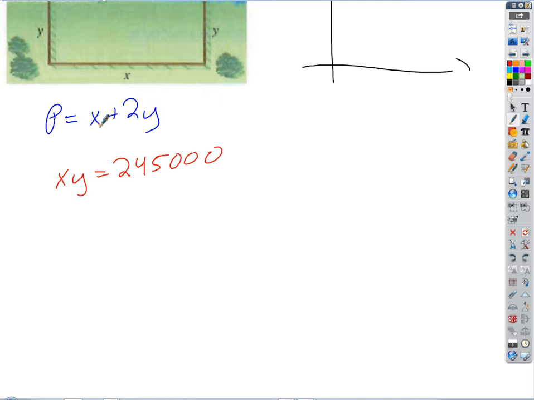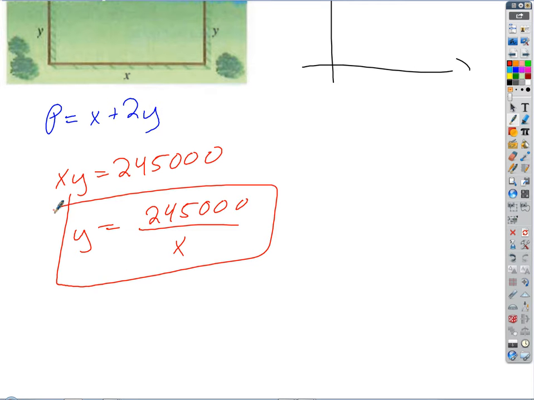Sometimes it really does make a big difference. Depending on how complicated this equation is, and we'll talk about this more in a couple of years, it's much, much easier to solve for one and substitute than the other, and that'll be clear when you get there. But for now, let's just solve for y. If I divide both sides by x, y equals 245,000 divided by x. I'll put a box around it because that's my substitution equation. And then I'll substitute that in up there. So what does that give me? If I plug that in, I now get P equals x plus 2 times that, right?